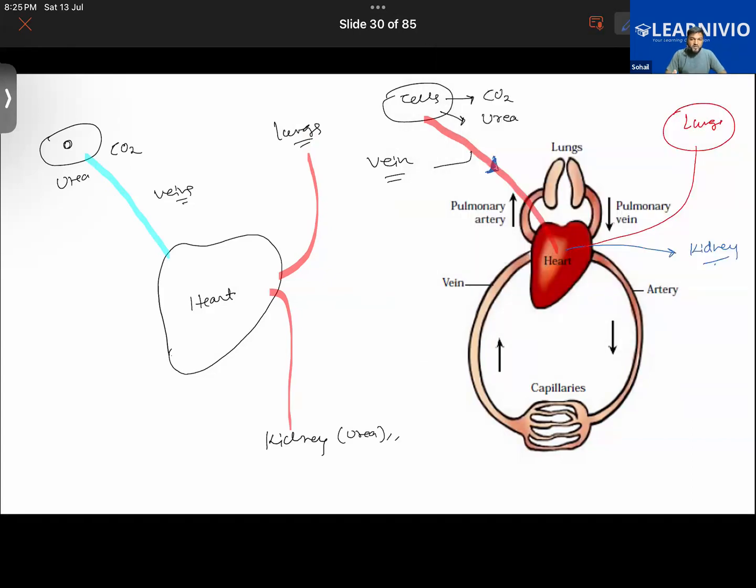And then one more thing is happening. The food that we have eaten gets digested. The oxygen-rich air that we have inhaled. Now let me mark some arrows over here that will give you better clarity. So carbon dioxide and urea will be coming towards the heart in the blood, and then it will go towards the lungs and kidney.